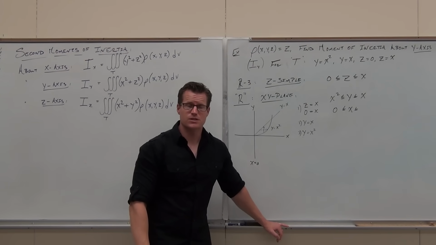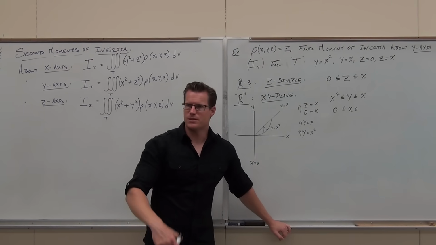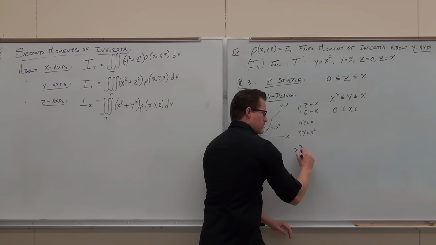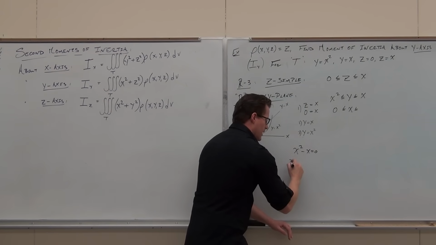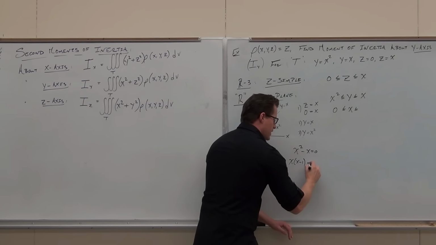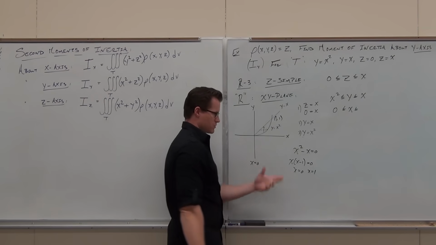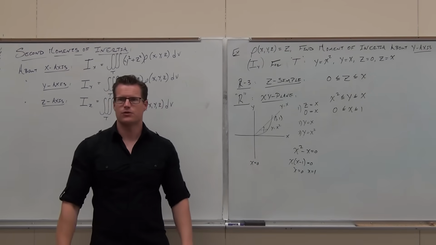If it's not obvious, how do you find what that point is? Set the functions equal. So if I set these equal, x squared minus x equals 0, I know that x equals 0 and x equals 1. That gives me my constants. If that's 1, which it is, then I get 0 to 1. And now if you're okay with that one.